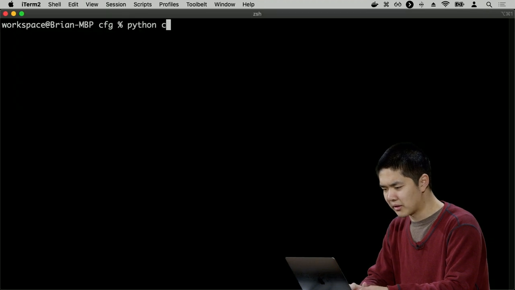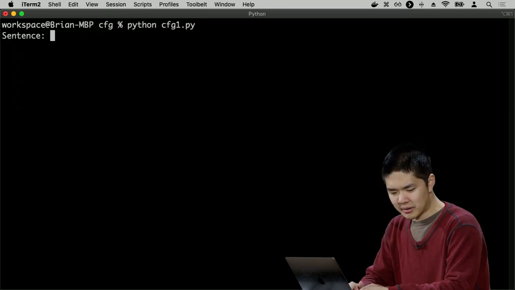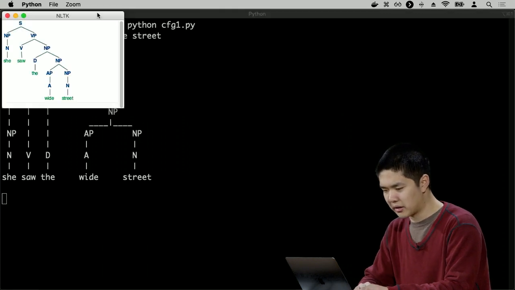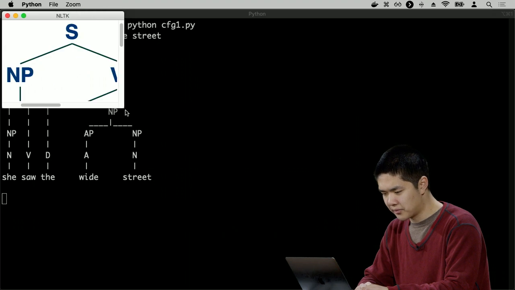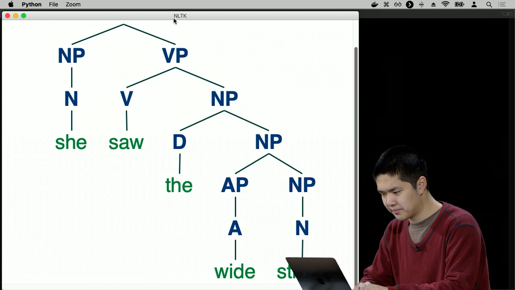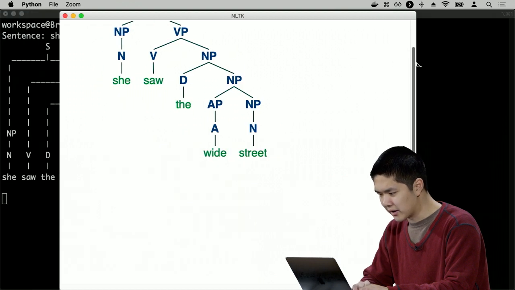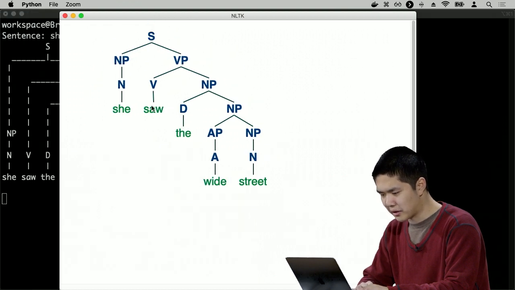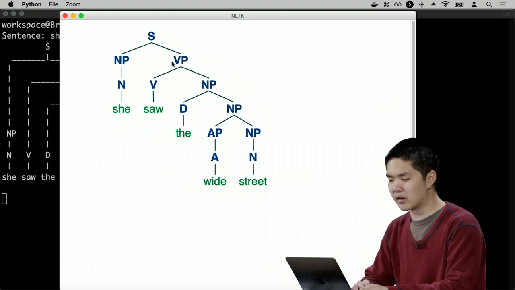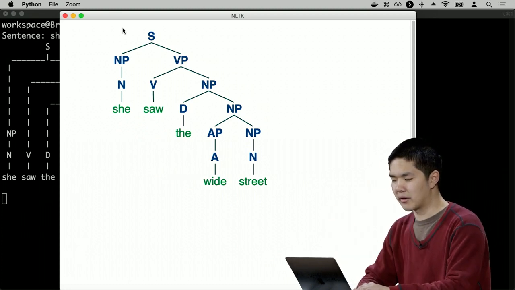So if I run Python CFG1, I can try typing something like, she saw the wide street, for example, a more complex sentence. And if we make that larger, you can see what this sentence looks like. I'll go ahead and shrink it a little bit. So now we have a sentence like this. She saw the wide street. The wide street is one entire noun phrase. Saw the wide street is an entire verb phrase. And she saw the wide street ends up forming that entire sentence.